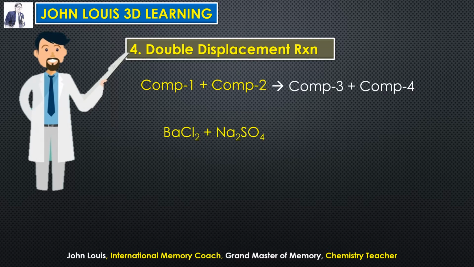Barium chloride and sodium sulfate. First of all, how did you get the formula for barium chloride? Barium is Ba, chloride is Cl. Barium valency is 2, chloride valency is 1. Therefore, when you interchange, you get BaCl2. And sodium sulfate, how did you get this formula? Sodium is Na, sulfate is SO4. Sodium valency is 1, sulfate valency is 2. So if you interchange, you get Na2SO4.